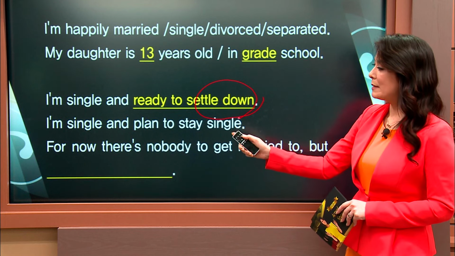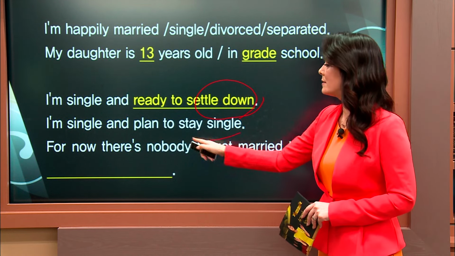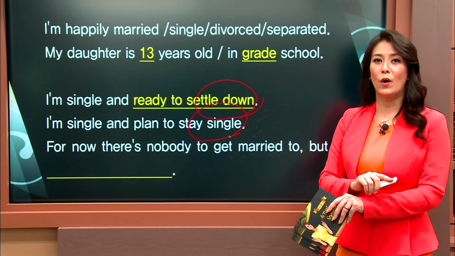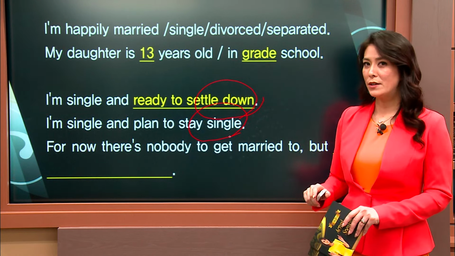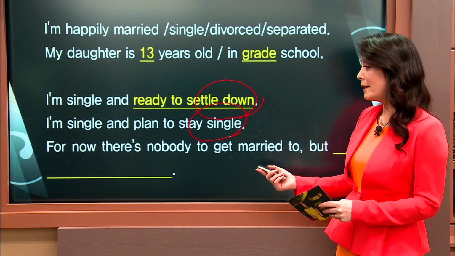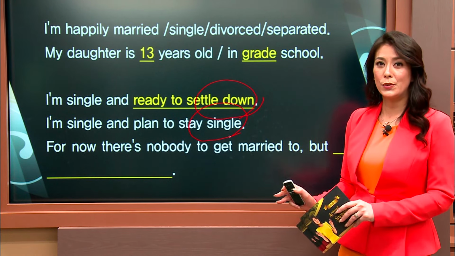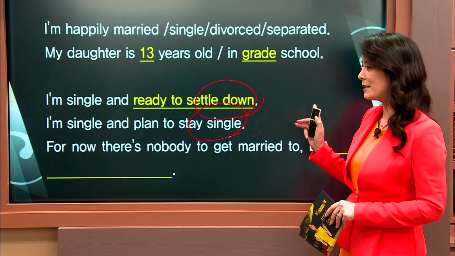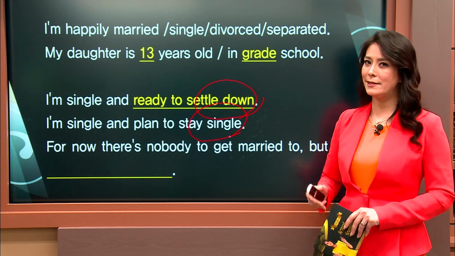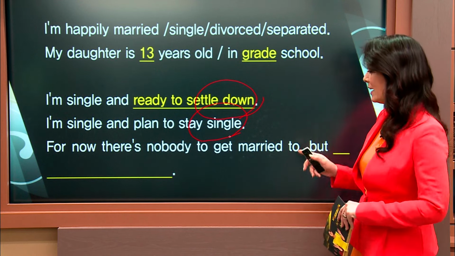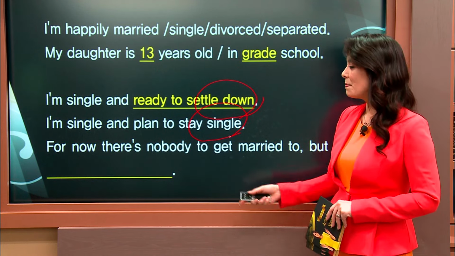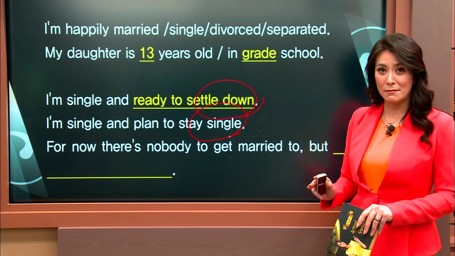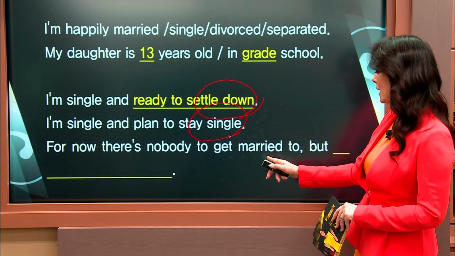What about this one? I'm single and plan to stay single. 자, 싱글이에요. 그러고요, 결혼할 생각이 없습니다 라는 말을 I don't want to get married가 아니라 I plan to stay single. 이대로가 좋습니다. 계속해서 결혼 안 하고 혼자 살 거예요 라는 말 되겠죠. Okay, one more time. I'm single and plan to stay single. Now, what about the last one? For now, there's nobody. 지금 현재는 아무도 없지만 아무도 만나는 사람이 없지만 but I plan to get married.